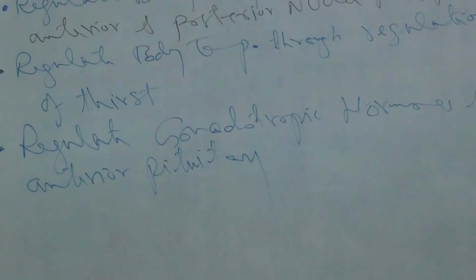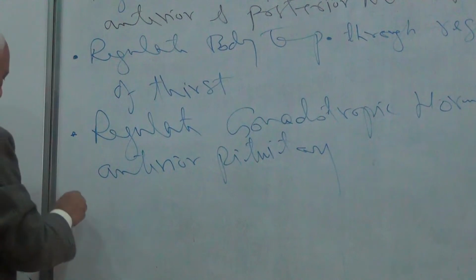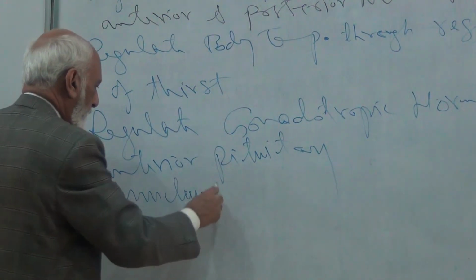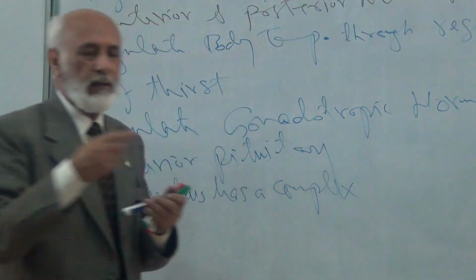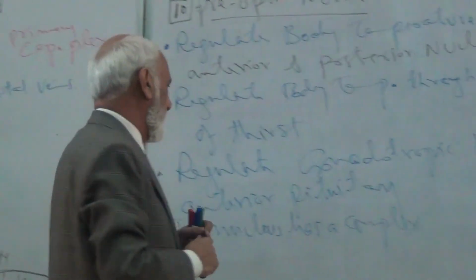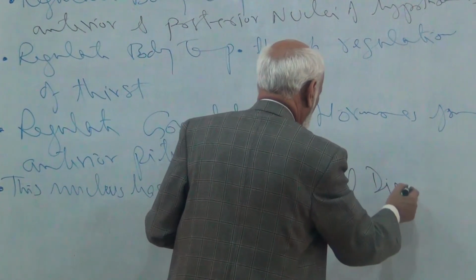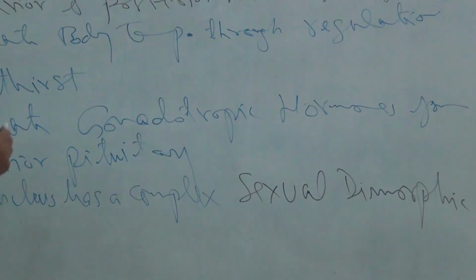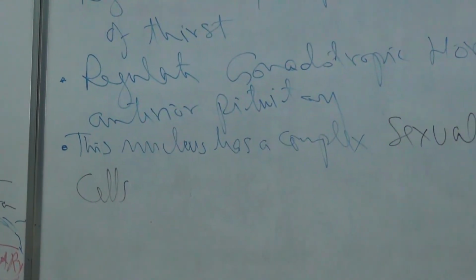Another feature of the preoptic nucleus is that it has a complex group of cells known as the sexual dimorphic cells. Sexual dimorphic neurons or cells are located in this nucleus.